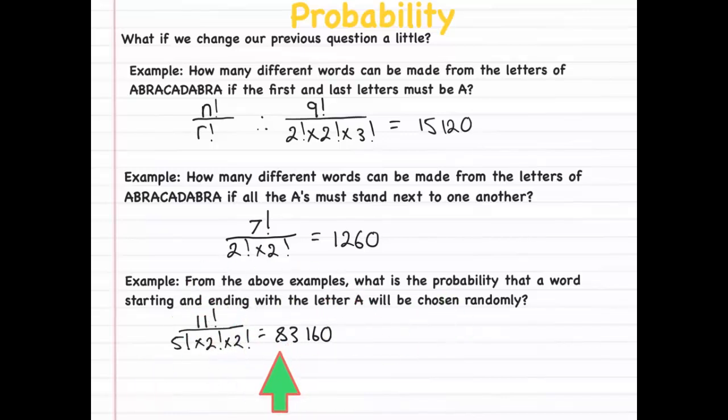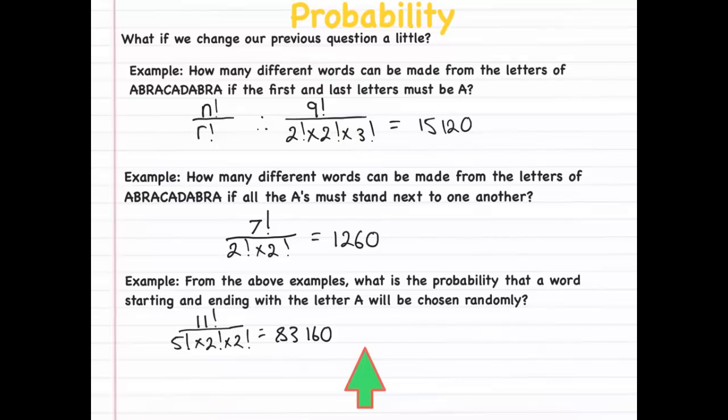Now, it's so important to understand this question. Now, what if we take all the different words that we can make from abracadabra, and there's 83,160 of them, right? And we write all of them, each one on a small piece of paper. We throw it in a box. What we're actually asking you is, if you put your hand in that box and you draw one of those small little papers, what is the probability that the word that you choose will start and end with the letter A? Okay, so there's 83,160 combinations. There's 15,120 of them that start and end with the letter A.